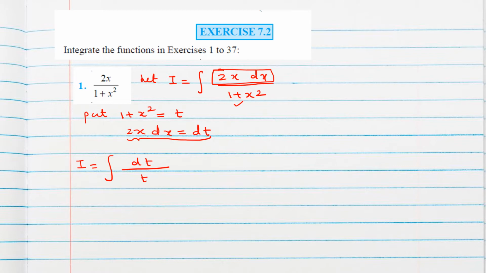So integration of 1 by t, now this integral has been changed into t variable form, isn't it? So now integration of 1 by t is what? Log mod t plus c. So mod t means 1 plus x square plus c. Resubstitute the t value from this expression. So the final answer we can write log of 1 plus x square plus c.